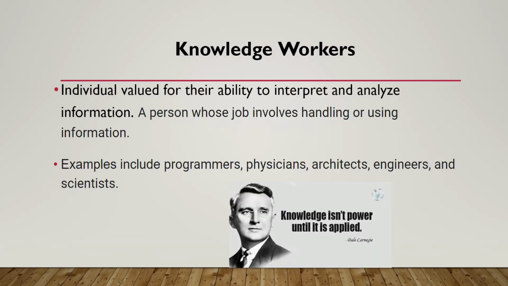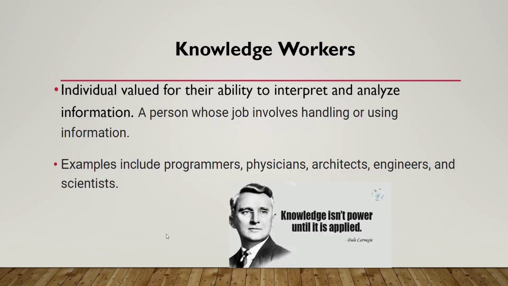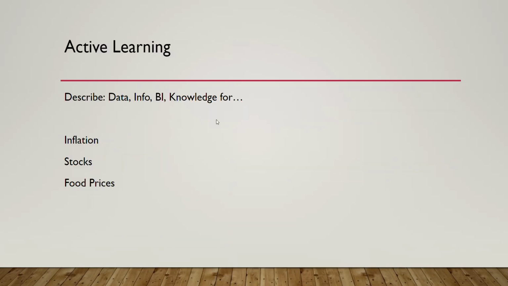And then I just put this one in: knowledge workers, individually valued for the ability to interpret and analyze information. So examples are programmers, physicians, architects, engineers, and scientists. In this, they talk about knowledge worker on the very last part of it, and I noticed that that is on the test as well, so I wanted to kind of double down on that slide. All right, so that is the end of chapter 1, part 1.